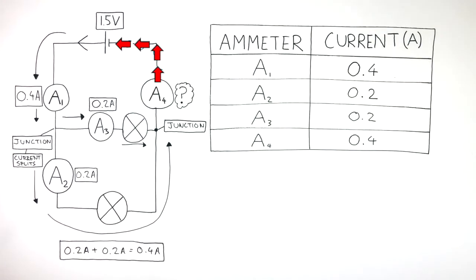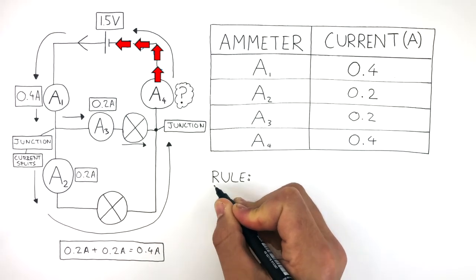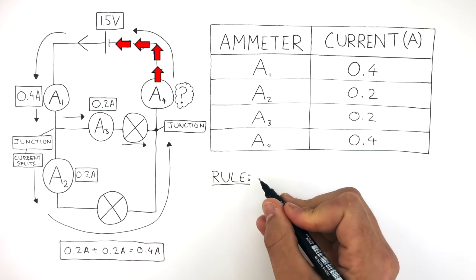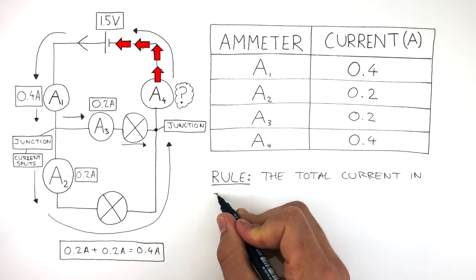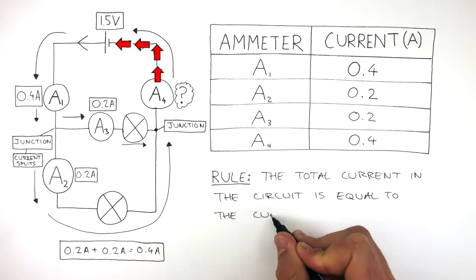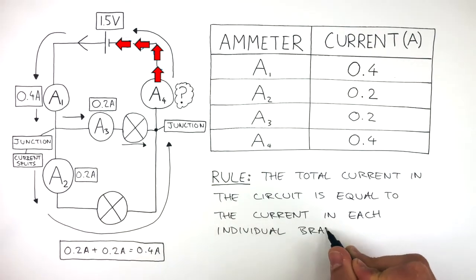Notice how none of the current is lost in a parallel circuit. The electrons just take different routes when they reach a junction in the circuit. So a rule you need to know about current in parallel circuits is the total current in the circuit is equal to the current in each individual branch.